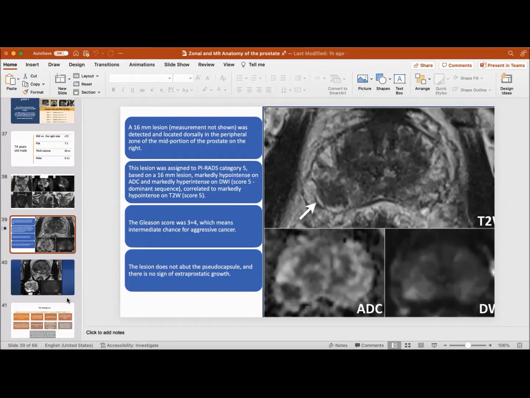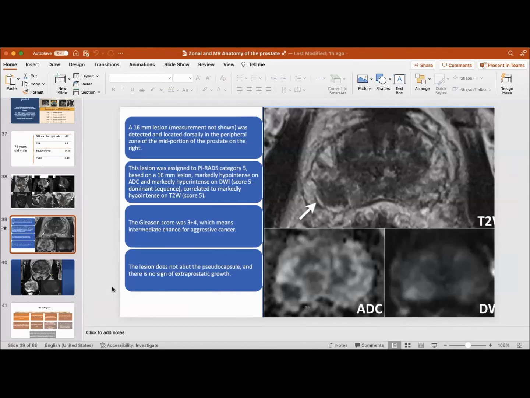So this is a category 5 lesion based on the PI-RADS criteria, and we see that this lesion can be characterized on this T2 and corresponding ADC and DWI sequences, and we do not need additional contrast to prove this. Yes, Dr. Mark.